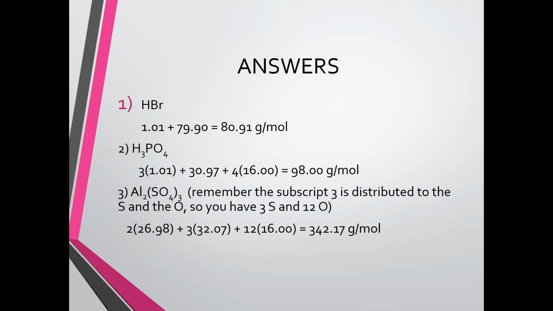Now, Al2(SO4)3 was a little tricky because if you remember, the subscript 3, that one right here, is distributed to the S and the O, everything in the parentheses. So we did have 2 aluminums, but we had 3 sulfurs and 12 oxygens. So we find the values off our periodic table and multiply them appropriately, and you know you got the correct answer if you got 342.17 grams per mole. How'd you do?